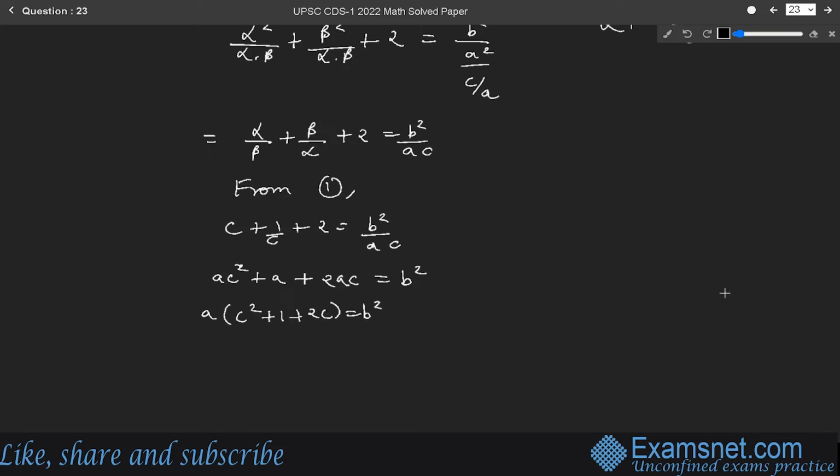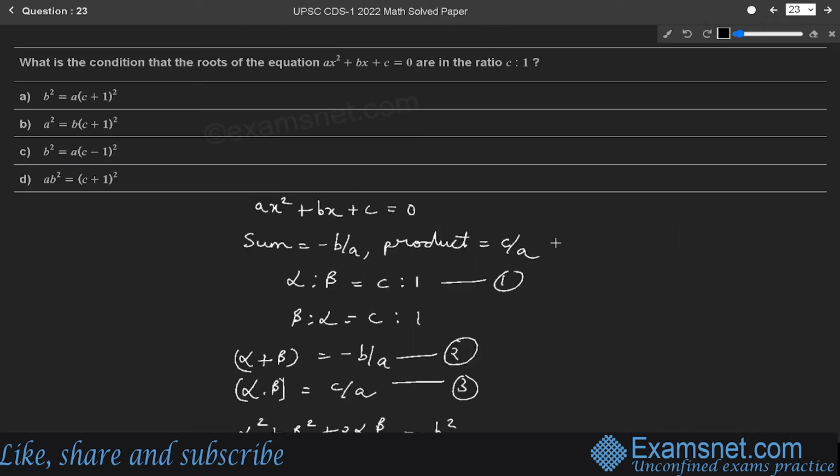B square, and this can be written as C plus 1 whole square. So the correct relation will be B square is equals to A into C plus 1 whole square. So this is the correct answer for this question. So from the given options, option number A is correct.